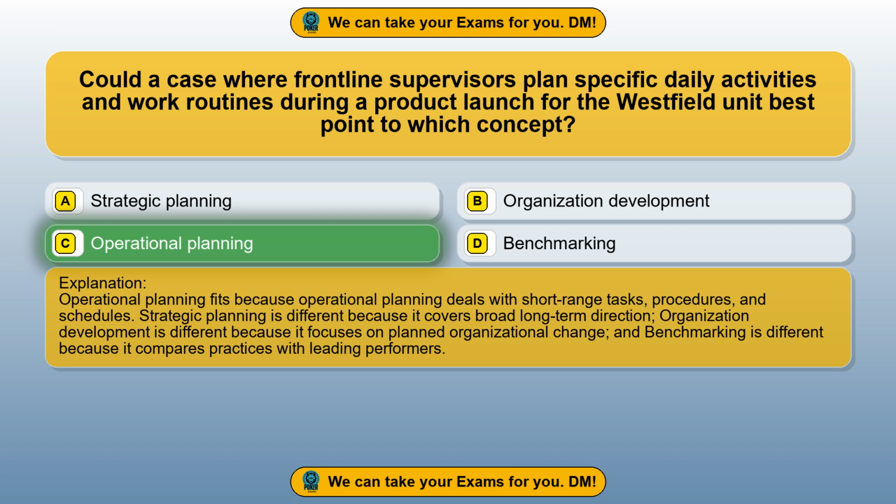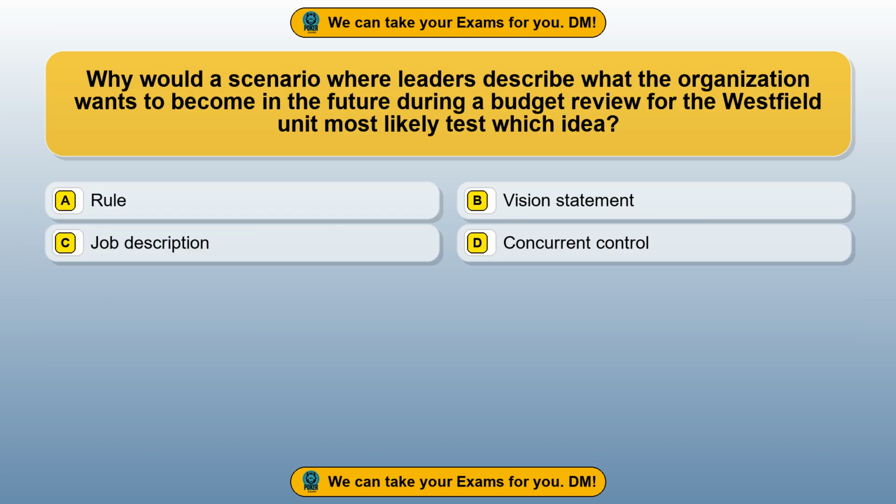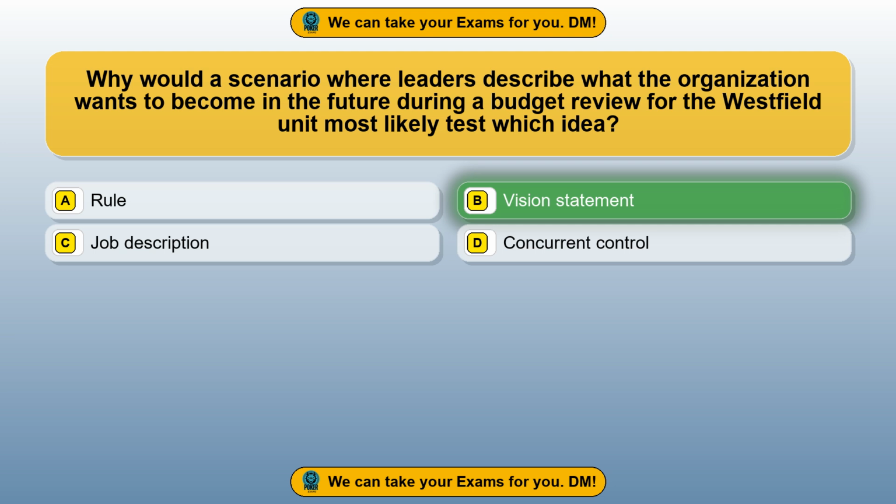Question 49. Why would a scenario where leaders describe what the organization wants to become in the future during a budget review for the Westfield unit most likely test which idea? Option A, role. Option B, vision statement. Option C, job description. Option D, concurrent control. The correct answer is option B, vision statement.